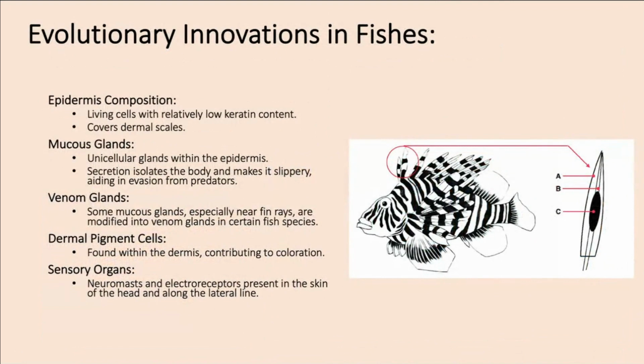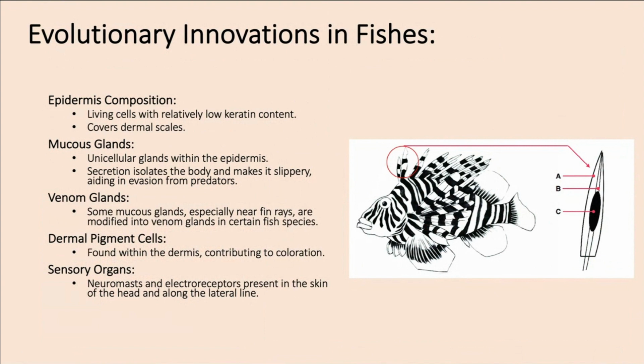Now, the evolutionary innovations in fishes when it comes to their skin. Their epidermis is made out of living cells that have low keratin in them. Keratin is a protein which provides strength. And then the epidermis will cover their dermal scales. Remember we said that in fishes, their scales are found within their dermal layer, and then they have a little bit of epidermis covering on top of it.